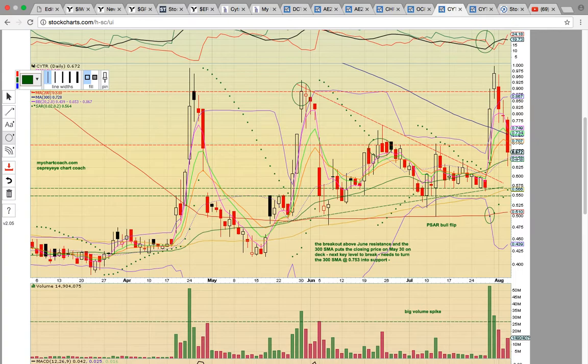If this level fails to hold, then you could see a drop all the way down here to the 100-day simple moving average down here at about 57. So it's going to be really important to keep this uptrend going, that the middle Bollinger Band holds here. If it does, this could be a good setup for a technical bounce.